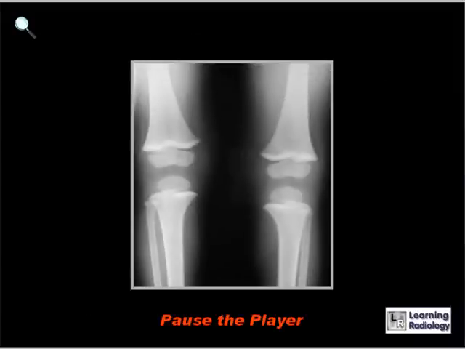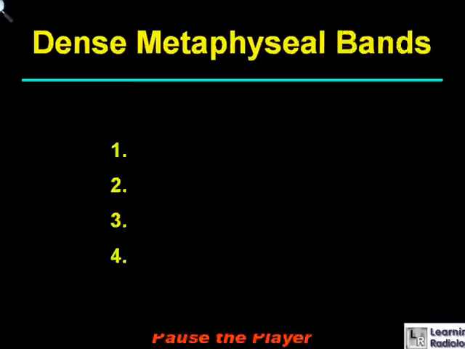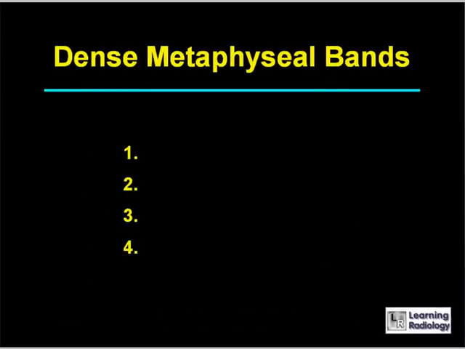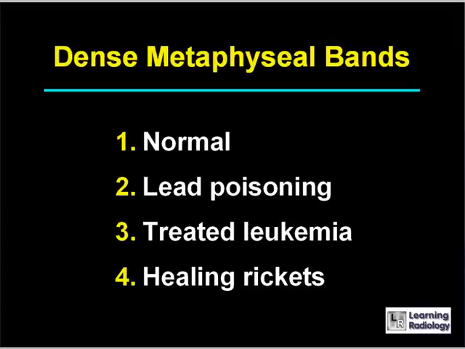Here is the next differential diagnosis. Pause the player. The differential diagnosis is for dense metaphyseal bands. There are 4 causes listed. Pause the player. Causes of dense metaphyseal bands include normal, lead poisoning, treated leukemia, and healing rickets.